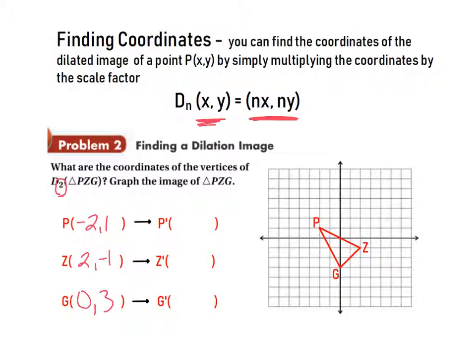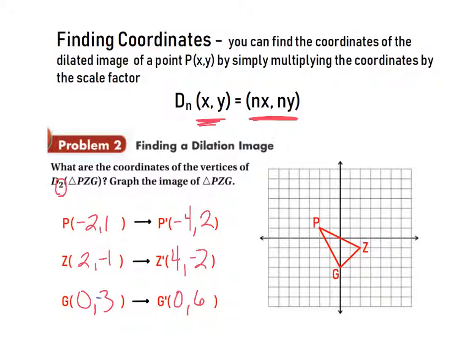All it really tells me is I'm going to double all those coordinates. So I'm going to put a negative 2, and I have to double it. So it's a negative 4. 1 turns into 2. 2 turns into 4. Negative 1 turns into negative 2. 0 times 2 is just 0, and 3 times 2 is 6. And then I come back and I can plot those points over 0 up 6.